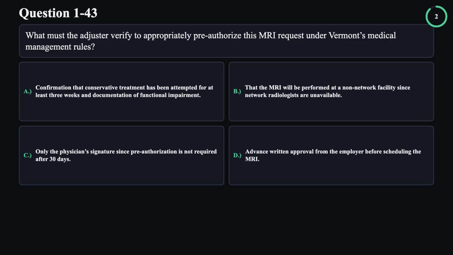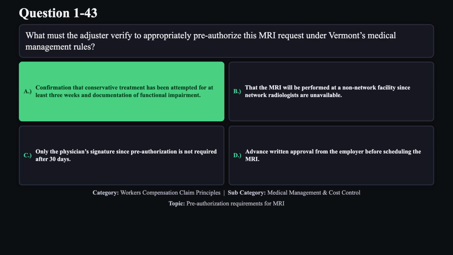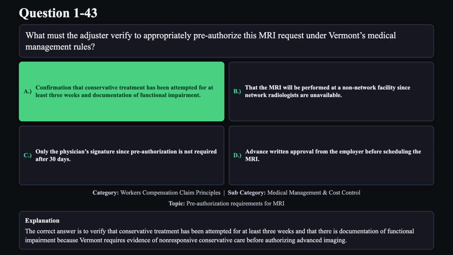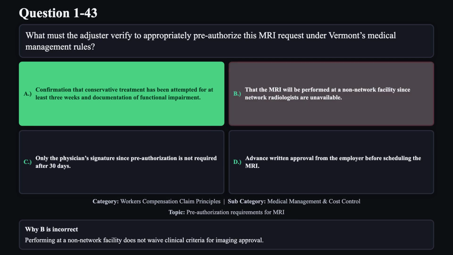The correct answer is A. The correct answer is to verify that conservative treatment has been attempted for at least 3 weeks and that there is documentation of functional impairment, because Vermont requires evidence of non-responsive conservative care before authorizing advanced imaging. Reason B is not correct. Performing at a non-network facility does not waive clinical criteria for imaging approval.